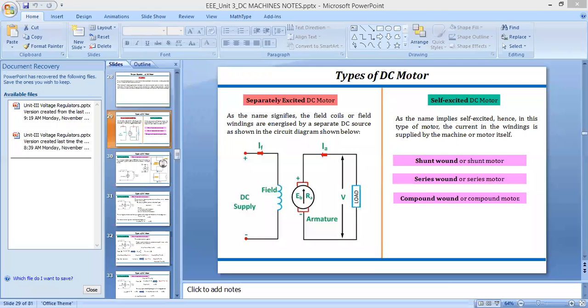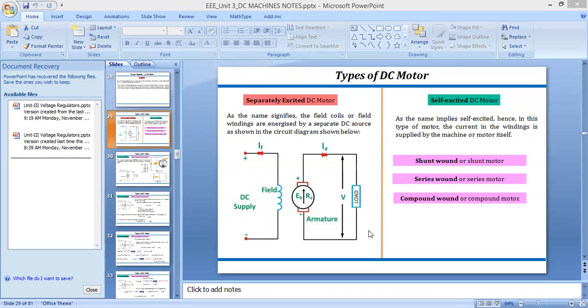Okay. Good morning. In today's session, we have to study about the DC motor. In the previous session, we studied the DC motor, the EMF generated in a DC machine, and the EMF generated in a DC motor. That EMF we are calling the back EMF. Then we studied the torque generated in the DC motor and the DC machine.